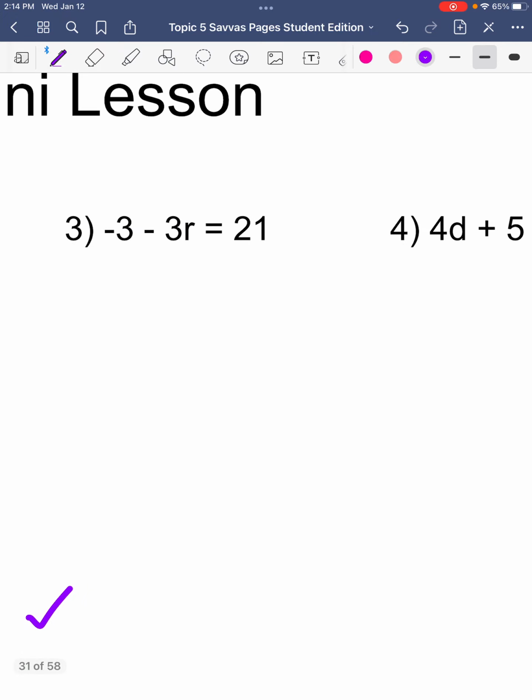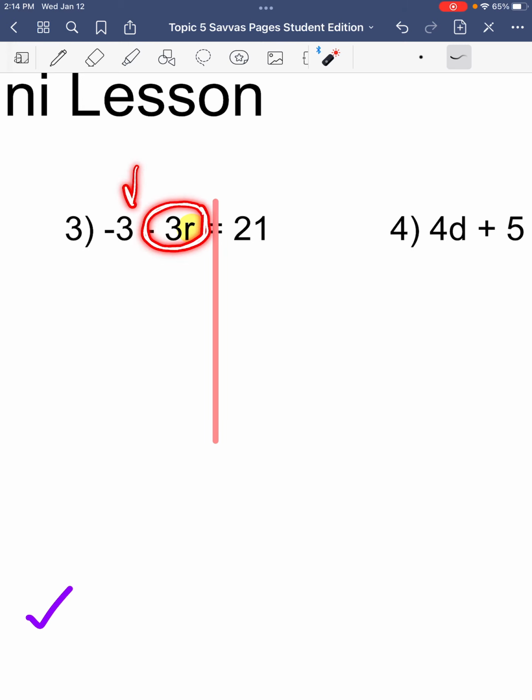Okay. So now moving on to number 3. So draw a line down my equal sign. And I'm trying to get this r by itself eventually. So I'm going to try to get this term by itself, that means I have to do something with that -3 that's out in front. So I'm working my way from the outside in as close to the r as I can get.